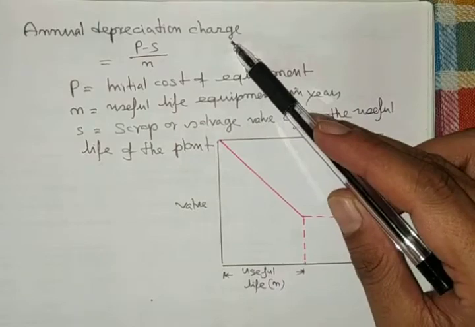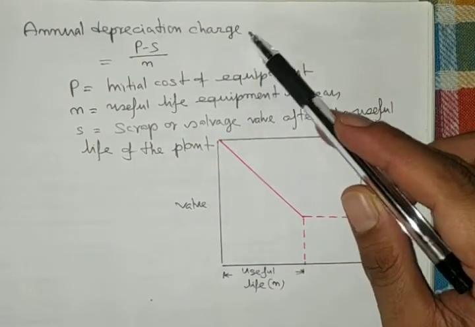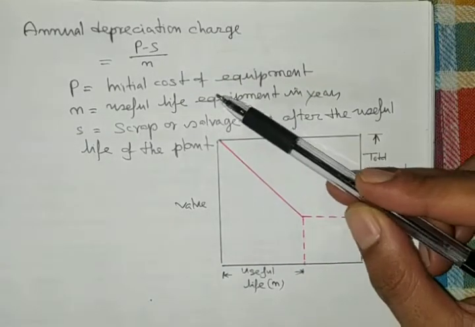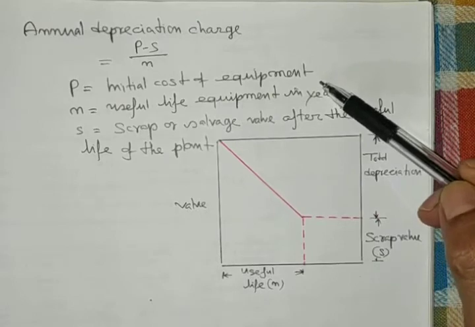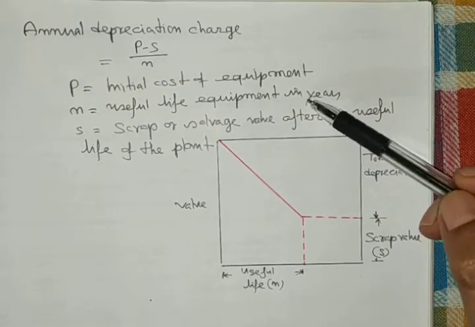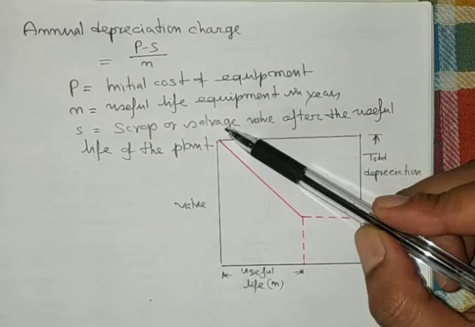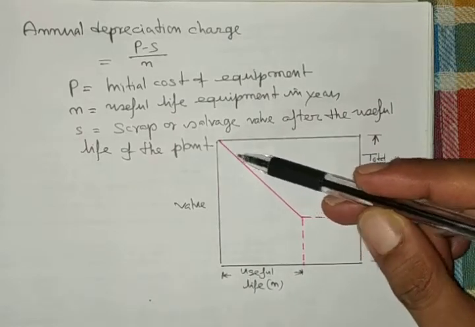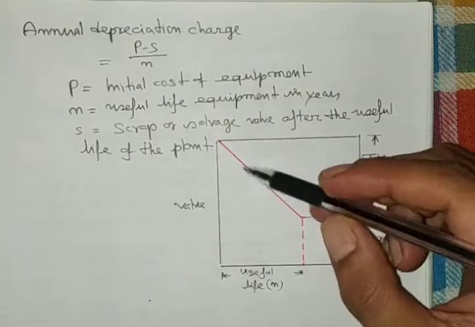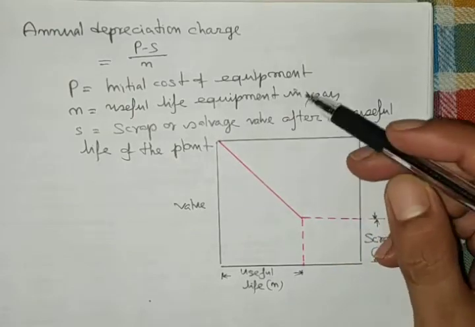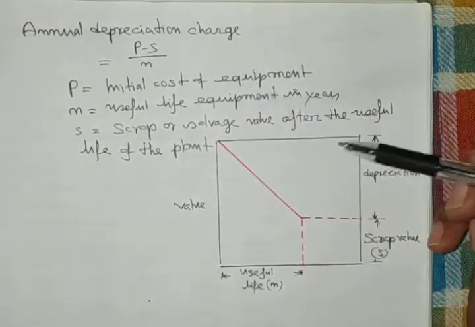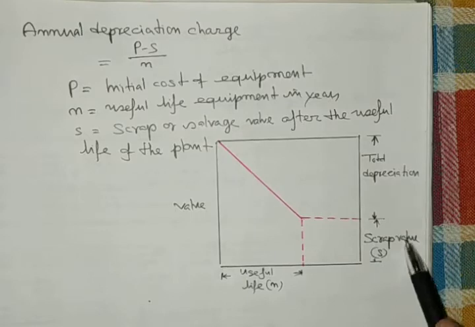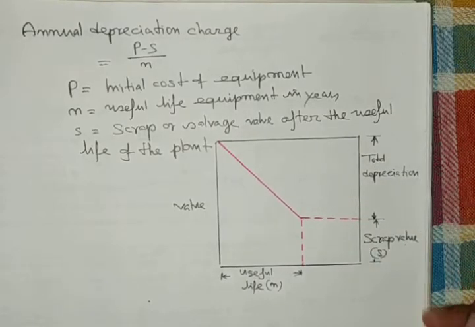So the annual depreciation charge according to the straight line method is given by (P minus S) divided by N. P is the initial cost of the equipment, N is the useful life of the equipment in years, and S is the scrap or salvage value after the useful life. If you draw a graph, you will get a straight line for this depreciation charge, where this portion is the useful life, this portion is the scrap value, and this one is the total depreciation.